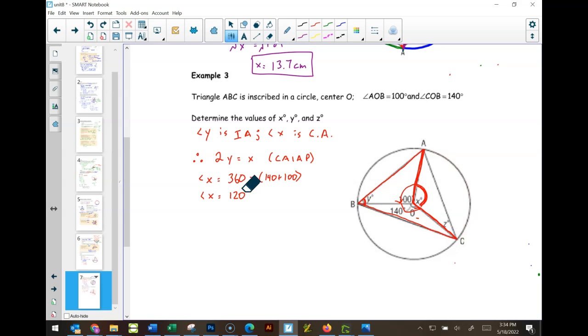So that is going to instantly give us what y is. So angle y then has to be half of that, right? Half of 120. So angle y has to be 60 degrees. Okay, and then once again, we already proved that, or already wrote our proof up here with the CAIAP, which just leaves us with the Z part.